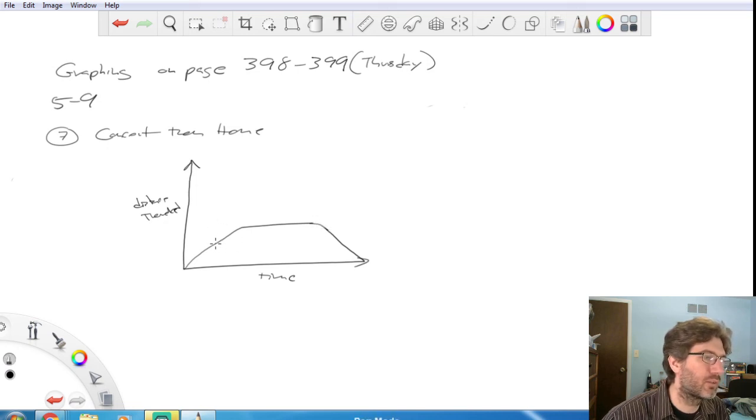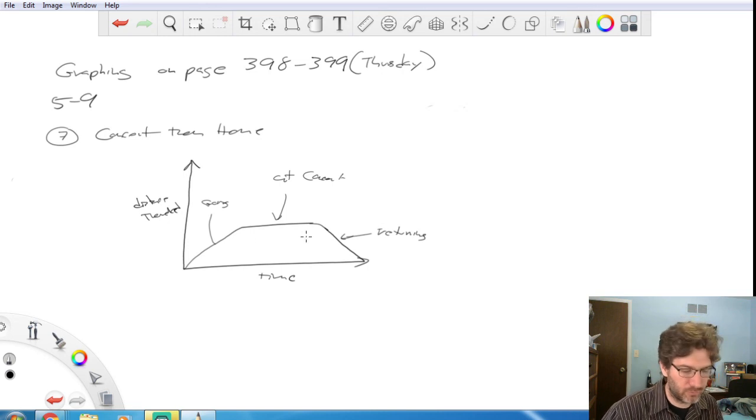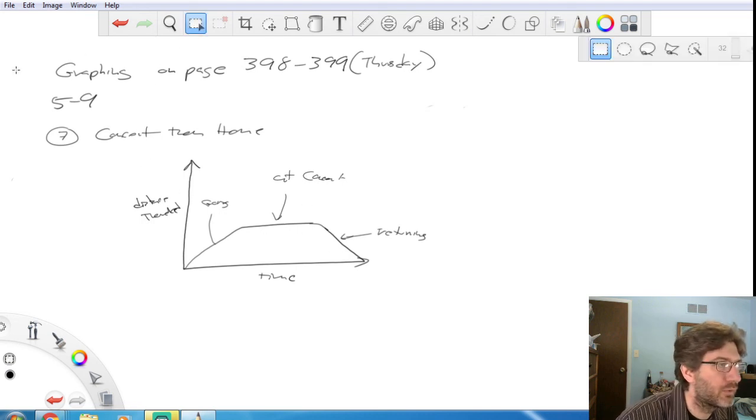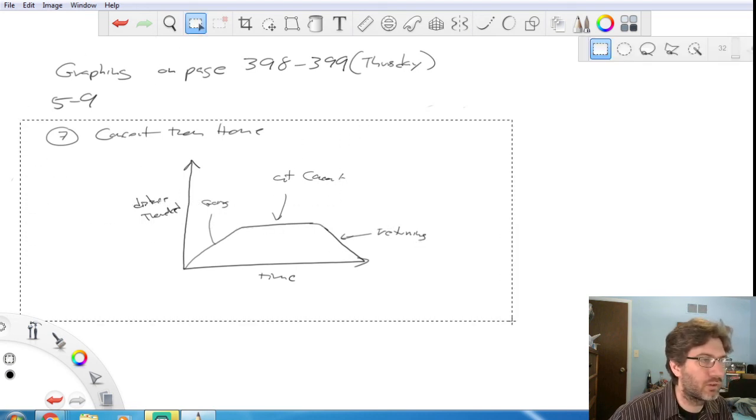So here we have going, here we have at the concert, and here we have returning home. That's a pretty simple one. It goes there and back. If you made any other stops along the way, you'd probably have those in there, but that's as simple as you need it.